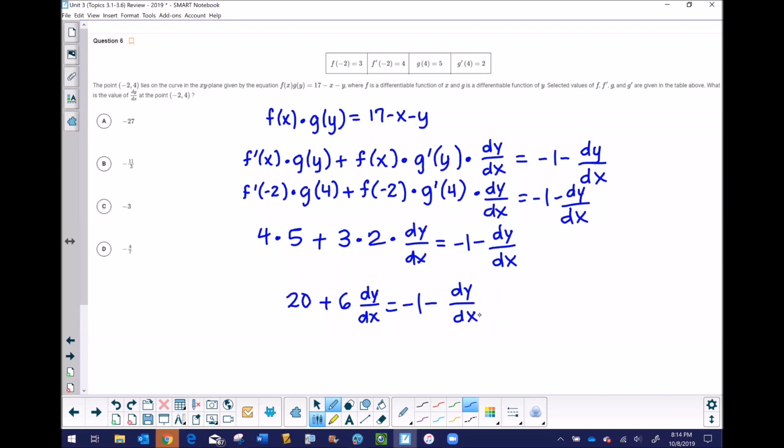Right? Now, just pretend dy/dx is like any normal variable, like x, like what you saw in your algebra class. So if I add 1 dy/dx over to the left, I would have 7 dy/dx's. If I subtract 20 from the left to the right, I have -21. Oh, and I have a dy/dx that's going to be a nice integer. -3 is the answer. So neat problem. A little bit on the different side there, but pretty cool nonetheless. I like that. All right.